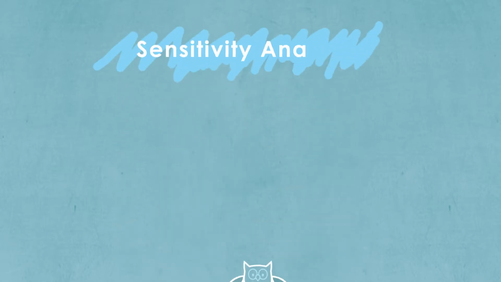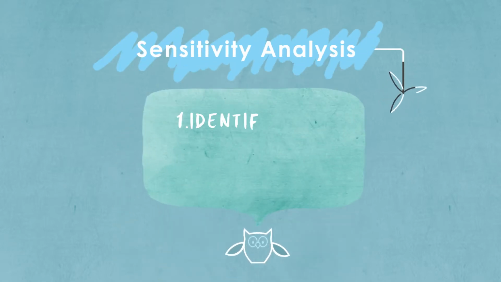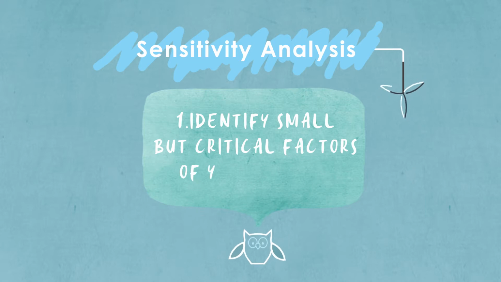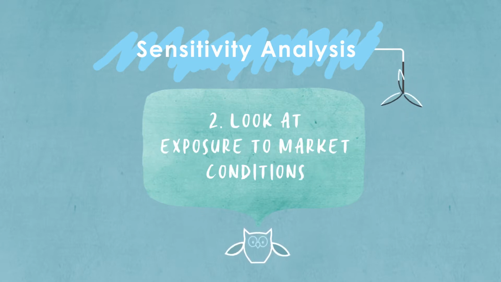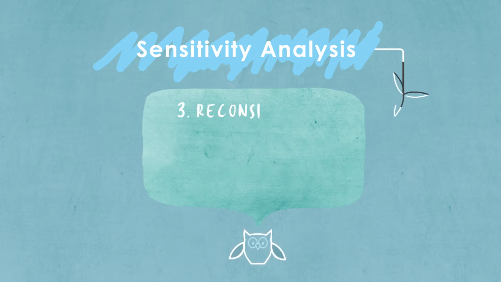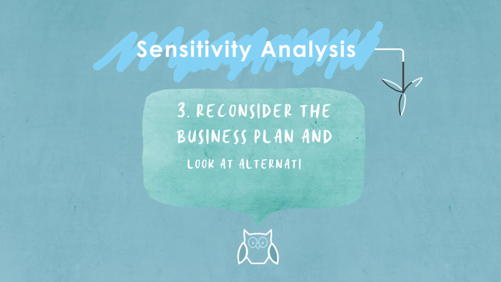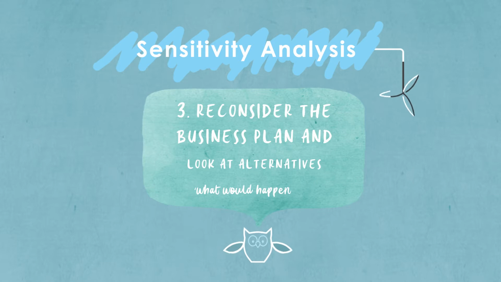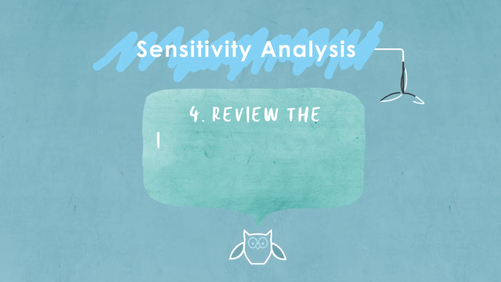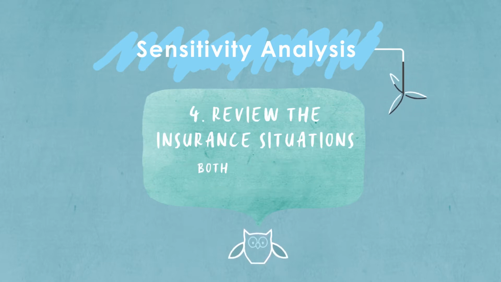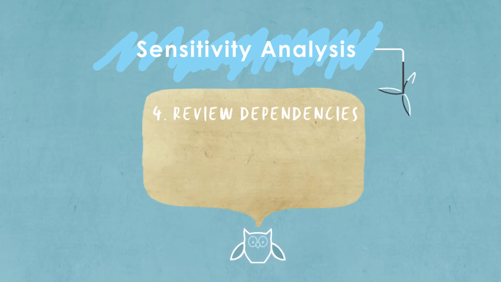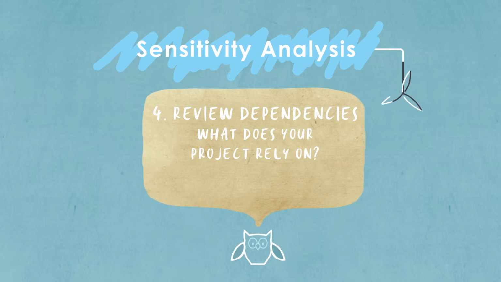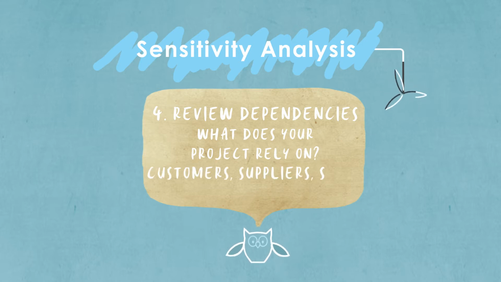Conduct a sensitivity analysis. Identify small but critical factors of your project. Look at exposure to market conditions. Reconsider the business plan and look at alternatives. What would happen if? Review the insurance situations, both personal and in business. And review dependencies. What does your project rely on? Customers, suppliers, and staff can all be dependencies.